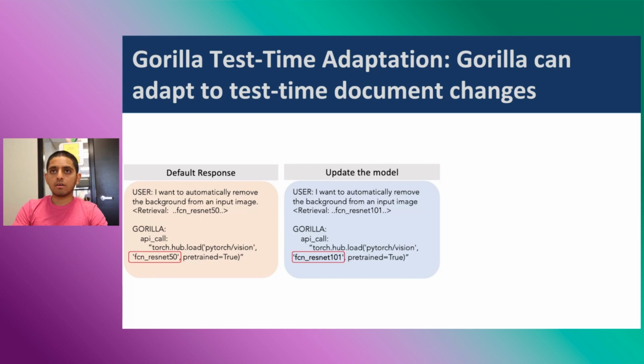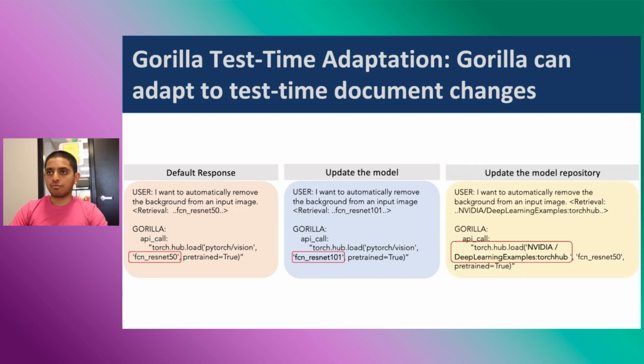And as you can see over here, Gorilla is actually quite robust to these changes and can identify and say, hey, look, ResNet-50 to ResNet-101, I've seen ResNet-101 before. This seems like a reasonable API. So I'm going to actually go ahead and acknowledge that this API change might have happened and then use this new information to serve the user.